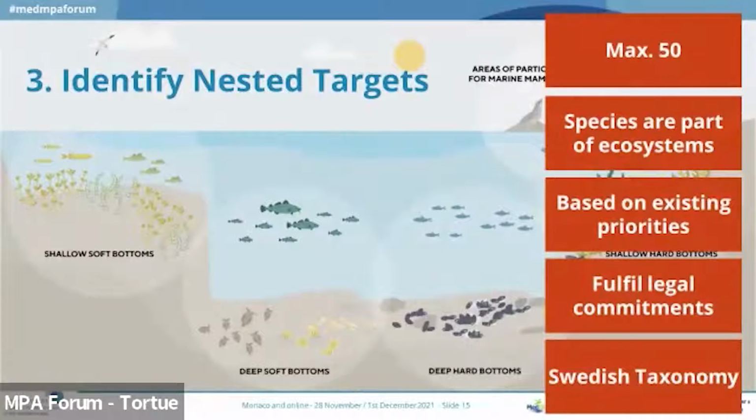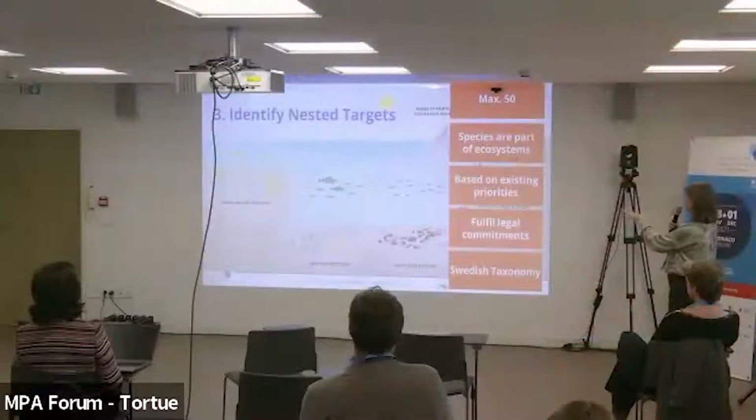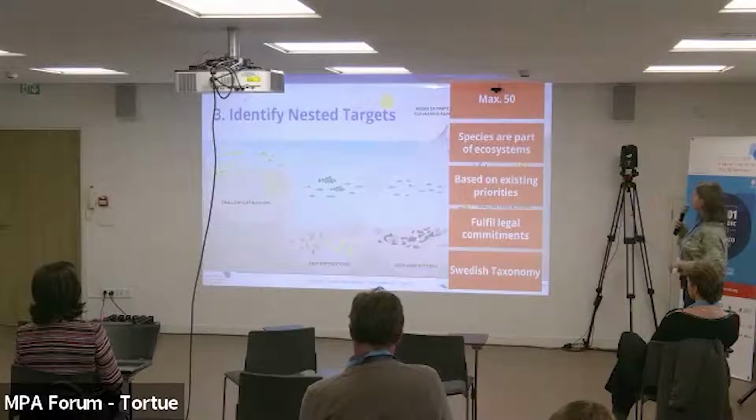So the first thing we did was to identify all the ecosystems, habitats, and species that were important for us to protect. And we decided that the first way of dividing these up was to look at the depth, so the shallow areas and the deep areas, and also look at the substrate, the hard bottoms and the soft bottoms. And those boxes were not meant to cover it all. But there are 4 what we call targets there for these 4 divisions. We added a 5th one, areas that are particularly important for marine mammals and seabirds.